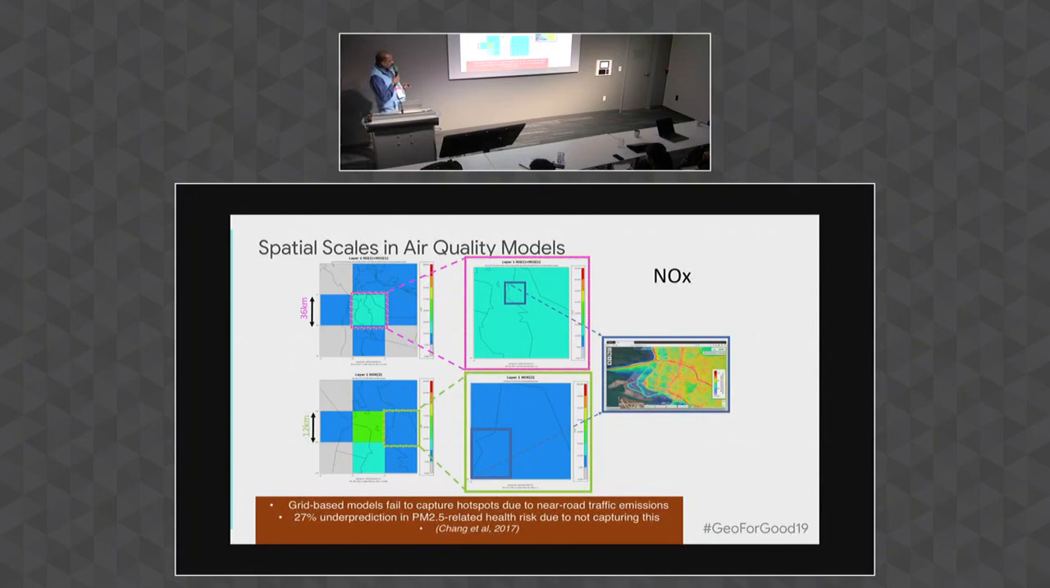And depending on the study you look at, we did a study sometime back, one of my former students, which showed that using grid scale models like you have on the left-hand side, you could be under-predicting PM2.5 based health risk by up to 27%. We did this pilot in central North Carolina. We're trying to scale that for the rest of the country for now. So the point is, you have spatial homogeneity on the left-hand side, but then you want to capture the very sharp gradients next to a highway, as shown on the right-hand side.